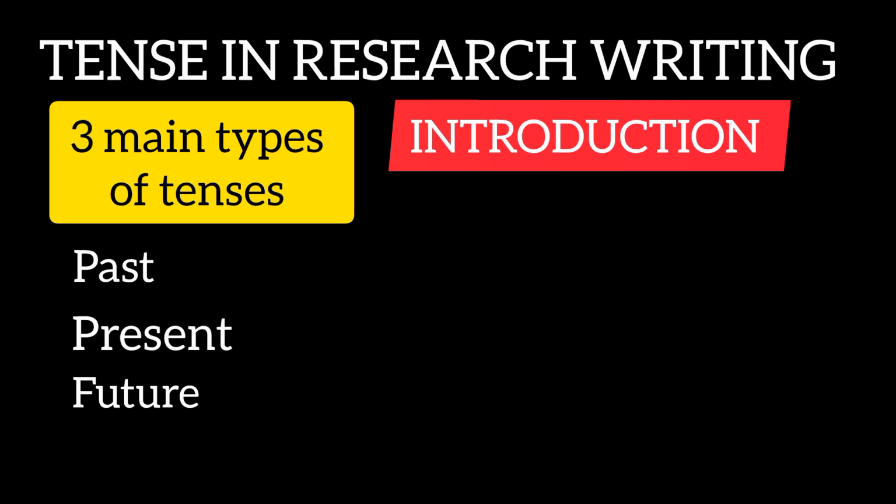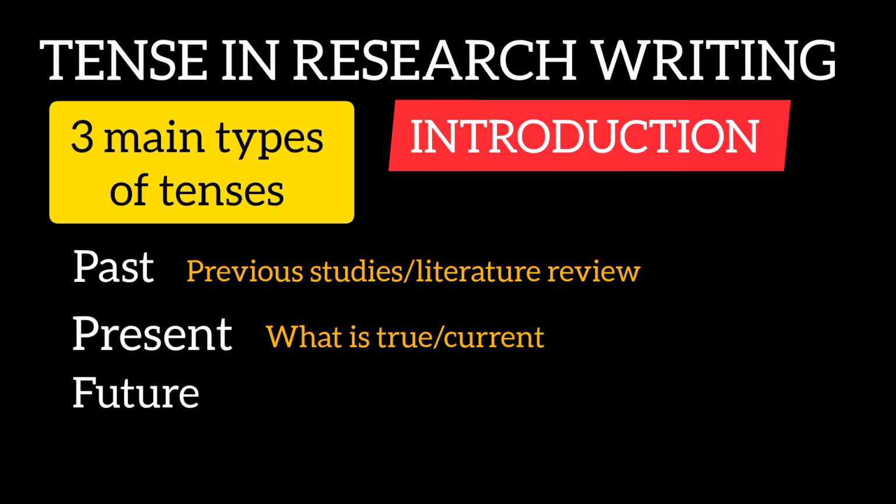To recap, the present tense is mainly used to discuss what is true or what is current. The simple past is used to talk about previous studies, especially in the literature review. The present perfect is normally applied when time and location are unknown. For example, where the researcher states that previous studies have demonstrated or have shown that. So the use of the words demonstrated or shown that indicates the present perfect.